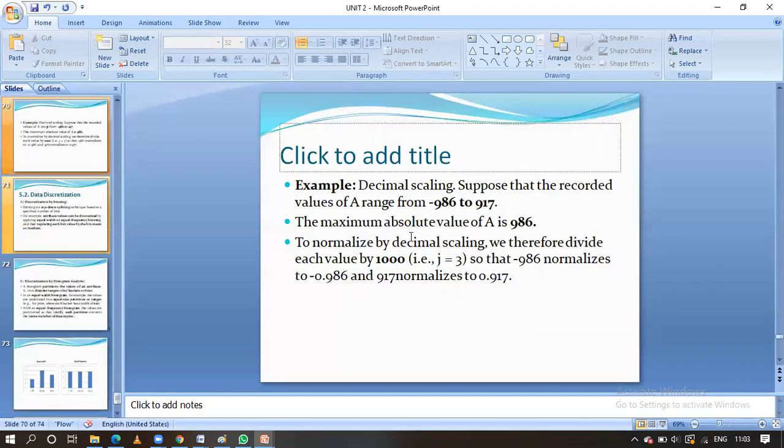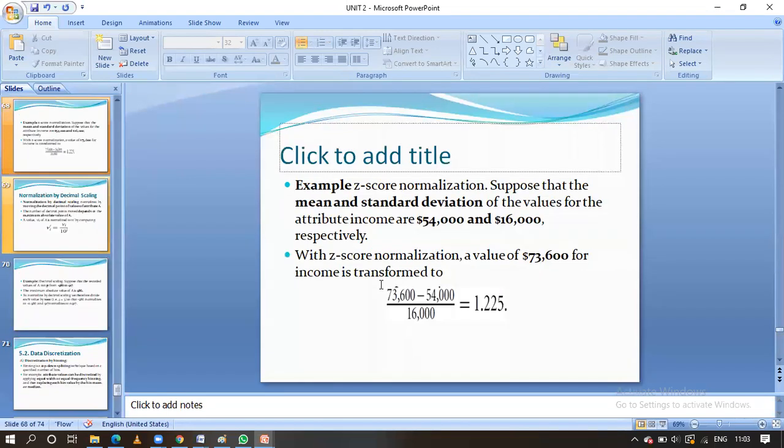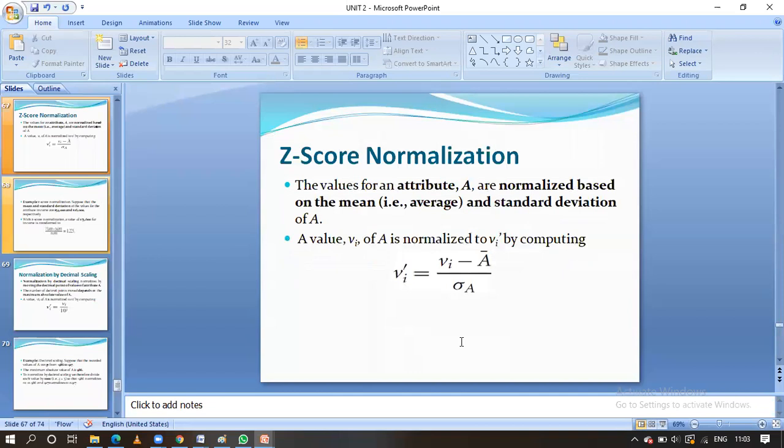Work through some problems and take the formulas, then you can easily grasp it. Take the standard deviation formula also, because for the Z score normalization calculation you need the standard deviation formula, which you already know.